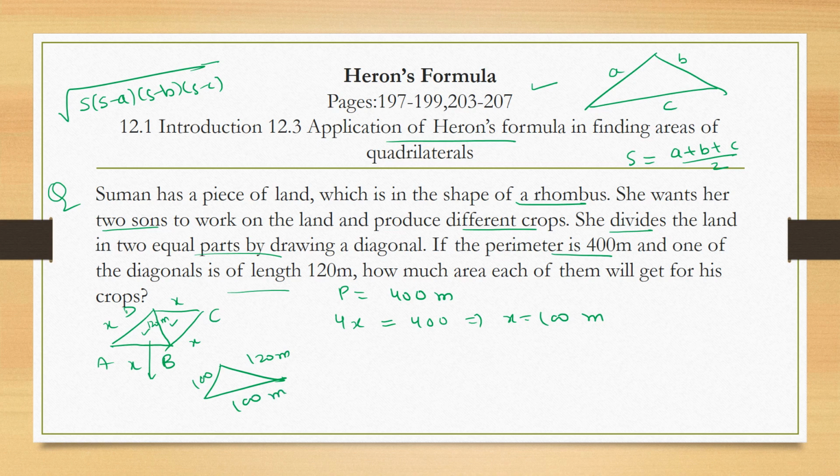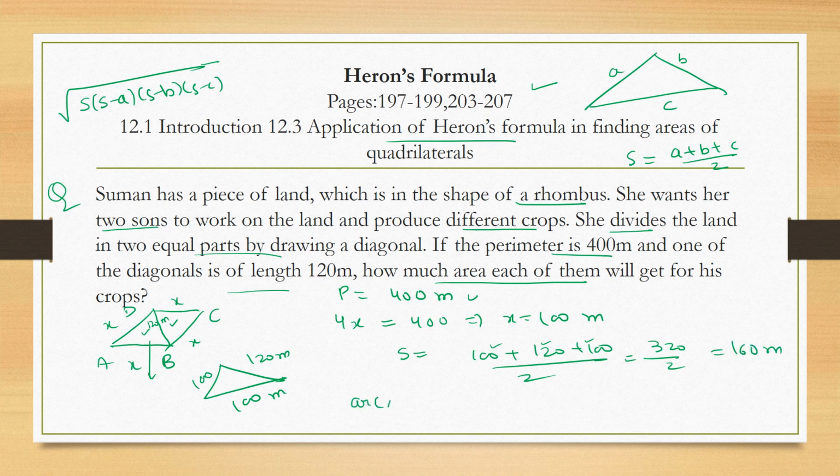What I need to find out is how much area each of them will get. So just the area of a triangle, right? So the semi-perimeter will be the sum of sides by 2. Sum of these three sides by 2. So 100, 200, 300, 320 by 2, that is 160 meters.